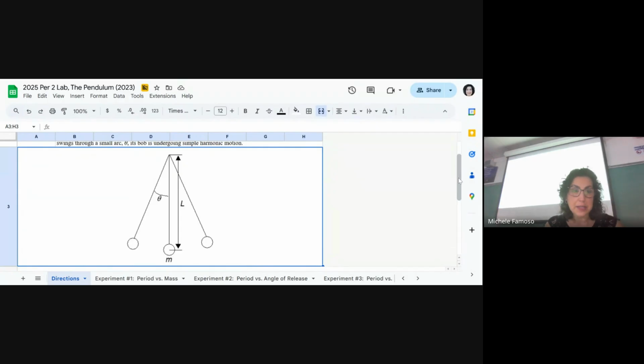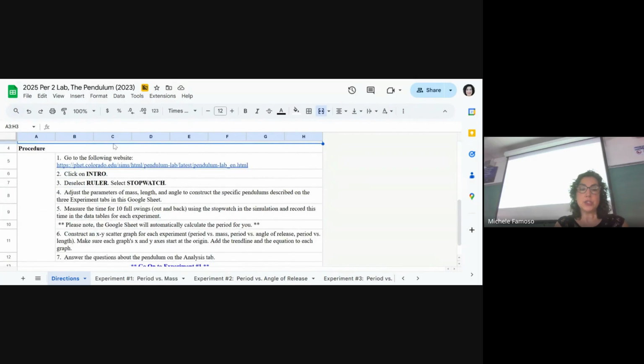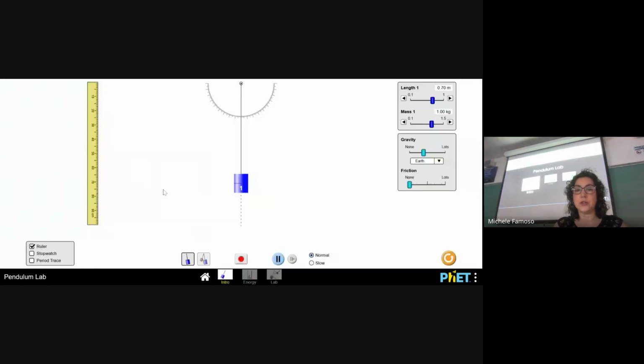Let's see if there's anything else here on this. Yeah, let's just look at the procedure here. So I do want you to open up that website, which I had linked. If you already opened it up, here it is. We'll talk about that in a minute. And it says that we want to start by clicking on the intro button on this page. So can you all please click on intro?